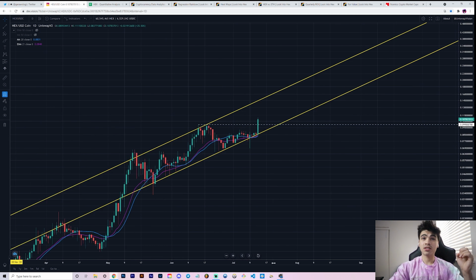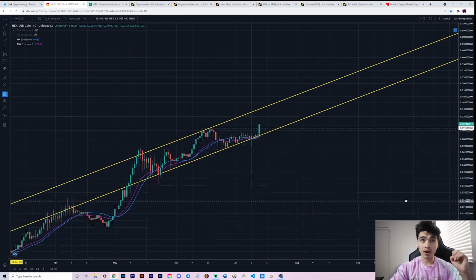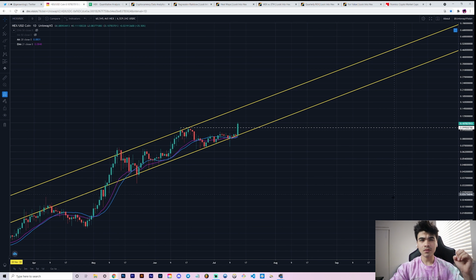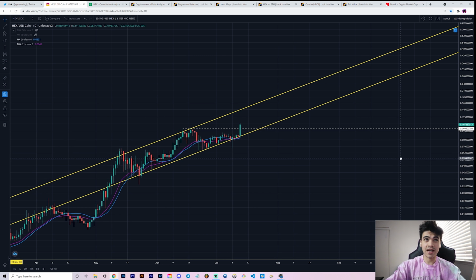Now, just the same way that convergence of support is a great sign. First of all, congrats on 10 cents, everyone in HEX. Huge deal. Everyone's partying today because of it. First of all, congratulations everyone who's in HEX right now.